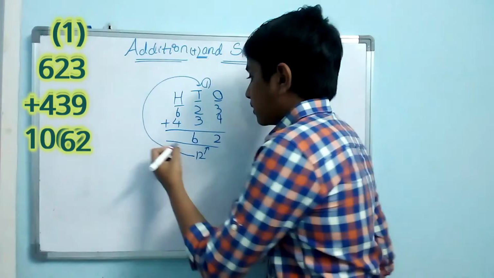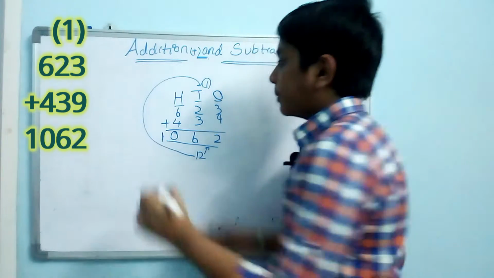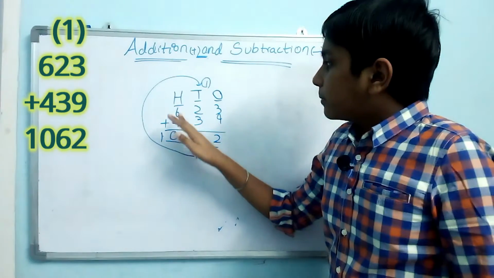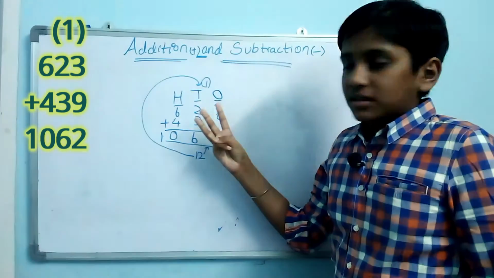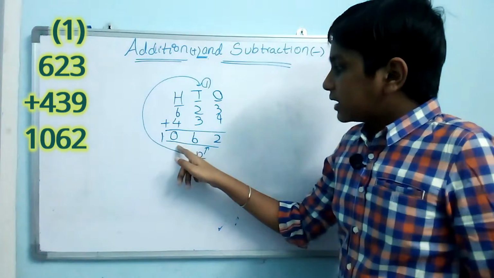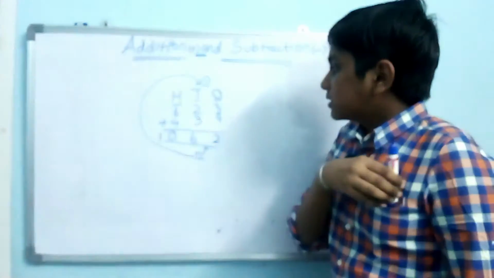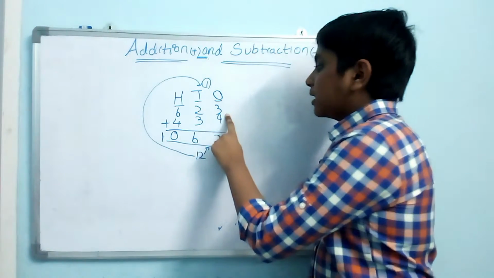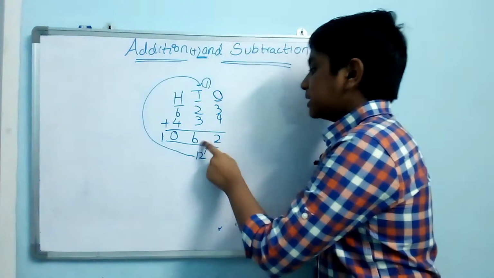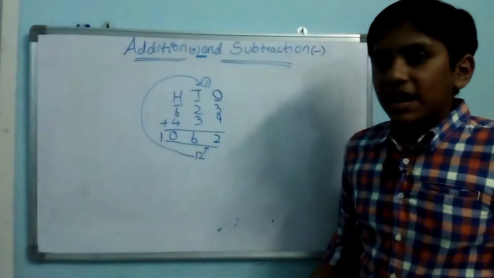We have to write 0 here because it's a 10, and 1 here, because there is no other column here. There is no other column. 3-digit number is the last and our sum is a 4-digit number. So the thousands digit we can write like this because we don't have any other column. My friends, 623 plus 439 is 1062.